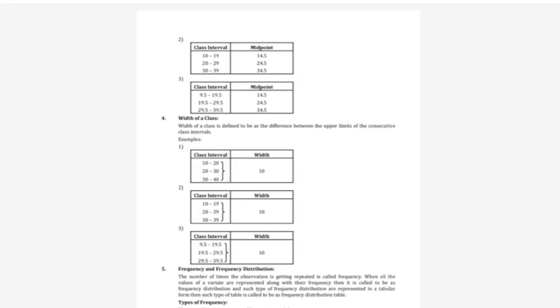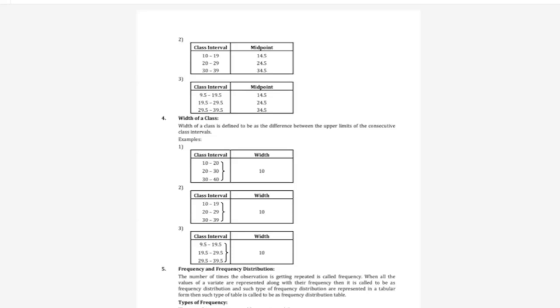Width of a class is defined to be as the difference between the upper limits of the consecutive class intervals.